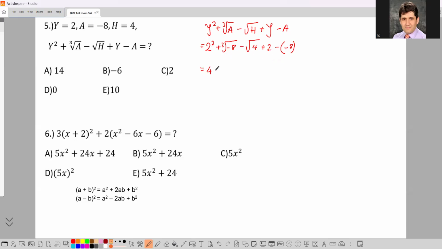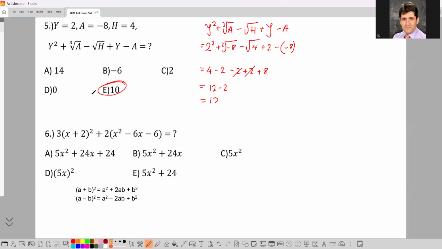2 squared, that's 4. Cube root of 8 is 2, because 2 cubed is 8. Then minus square root of 4, that's 2, plus 2, minus minus 8, that makes positive 8. I can cancel this and this, so finally I get 4 and 8, that's 12, minus 2, that's 10. So the answer is 10.